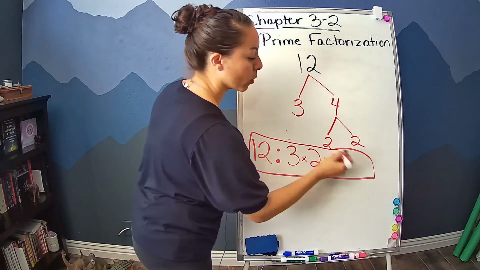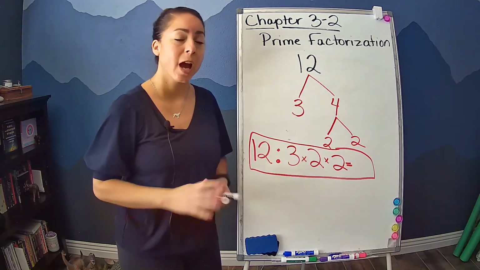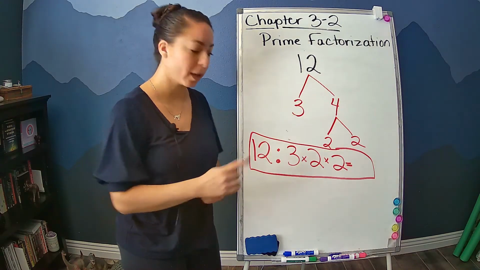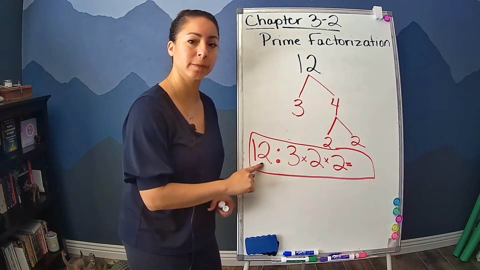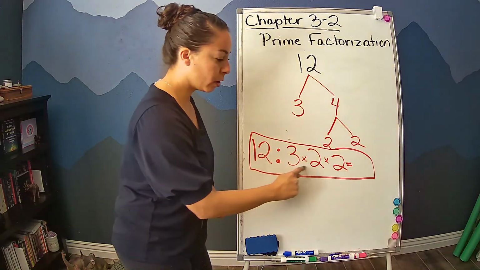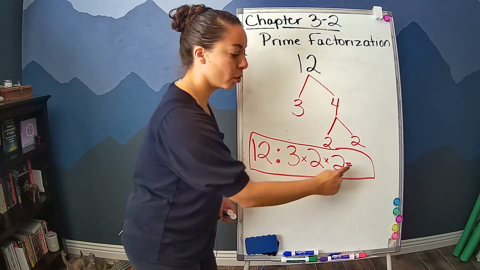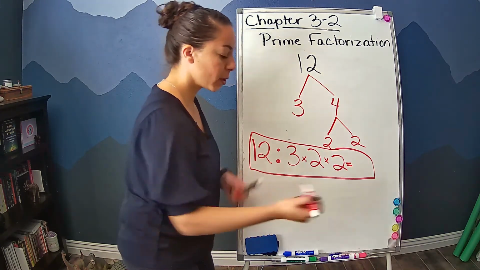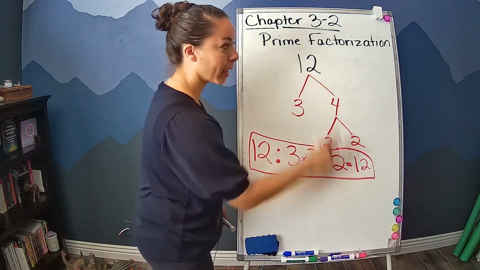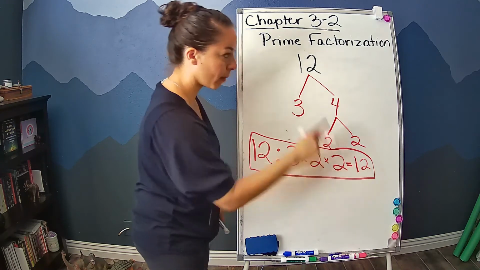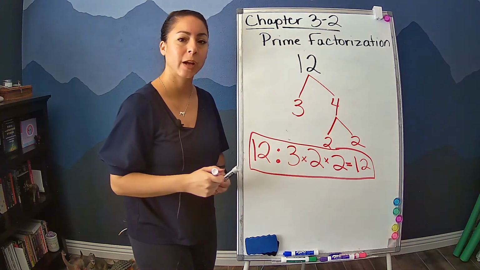I'm going to do one more thing though. I'm going to double check my answer, and it only takes a few seconds. I highly suggest that you double check your prime factorization to make sure that you have the correct numbers. How do you do that? You multiply them. 3 times 2 is 6. 6 times 2 is 12, right? So that means I did do it right. If I can multiply my prime factorization and end up with the number that I started with, then I know that I am correct. Okay?